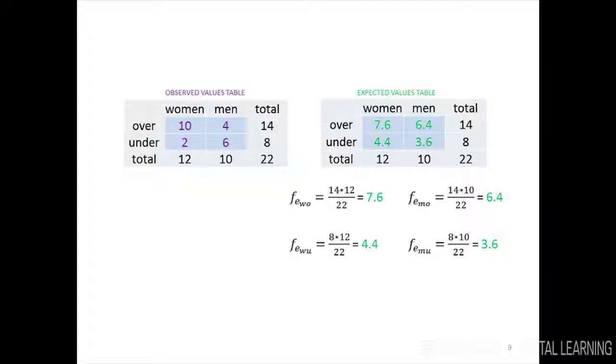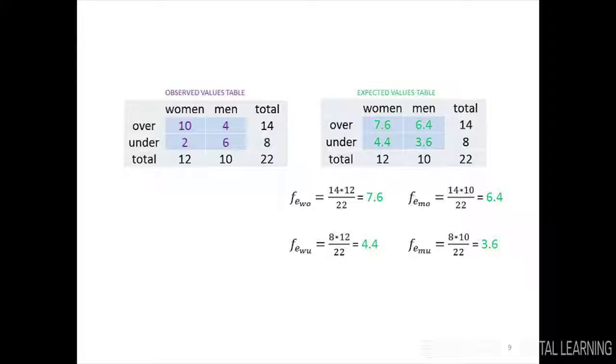Let's go over 1 to men over, right? That's also in the top row of that 2 by 2 table within the expected values table. So we go over, and we're going to have the same row total, of course, because we're in the same row. That's 14. We're going to have a different column total now because we're in a different column. That's 10. Then we're going to divide again by 22 because we have the same number of data cases throughout this problem. So 14 times 10 divided by 22 gives us 6.4. I think you see where we're going with this.